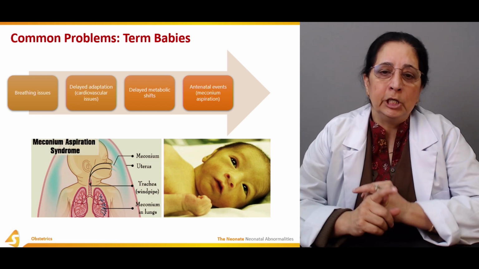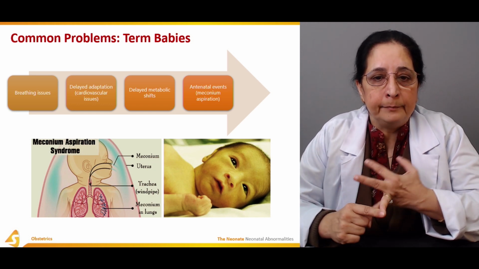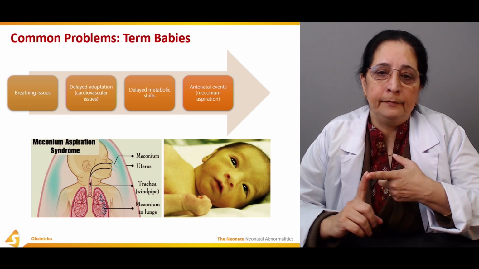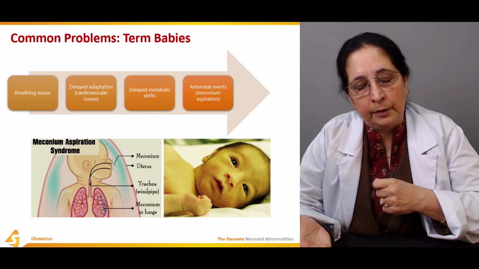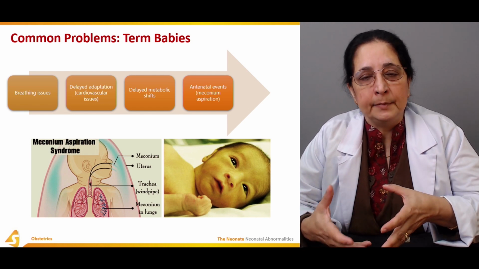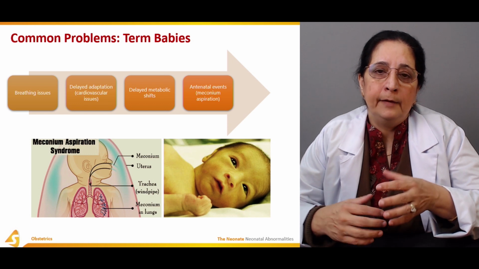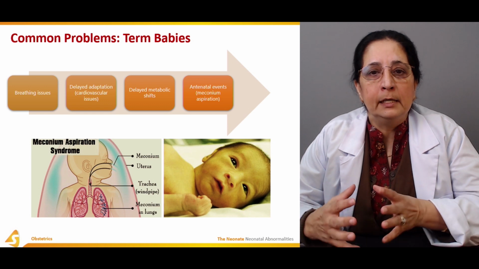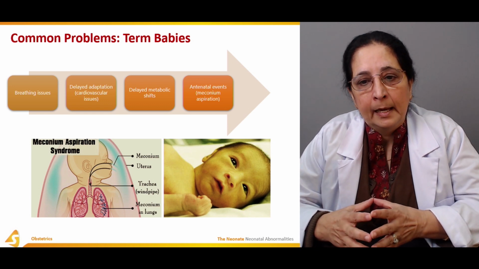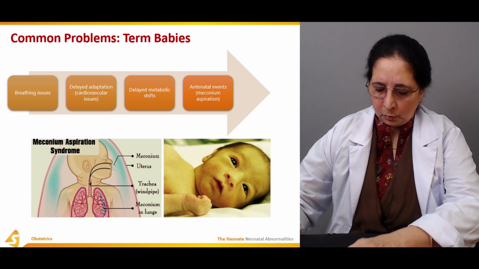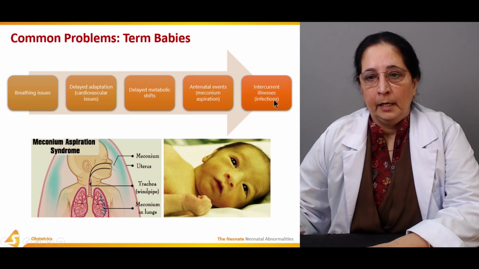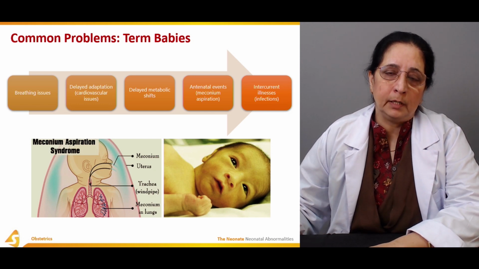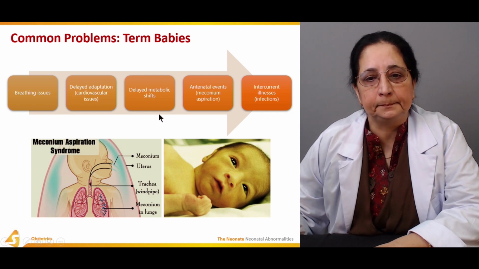So they have breathing issues; if there is delayed adaptation, they can have cardiovascular issues; if they have a delayed metabolic shift, if the different enzymes are not functioning properly, or if the adaptation to the glucose level is not proper, then different complications can occur, and then aspiration of the meconium. Intercurrent illnesses like infections can also occur in term babies.